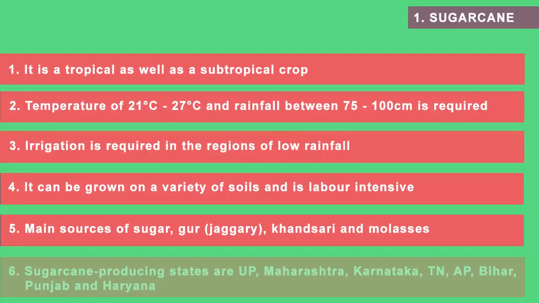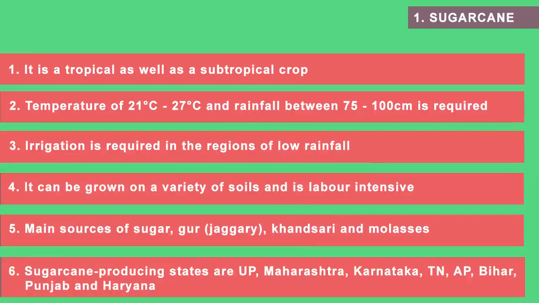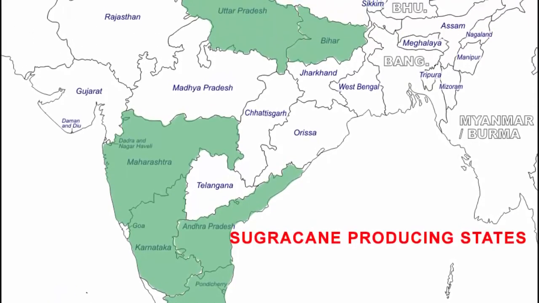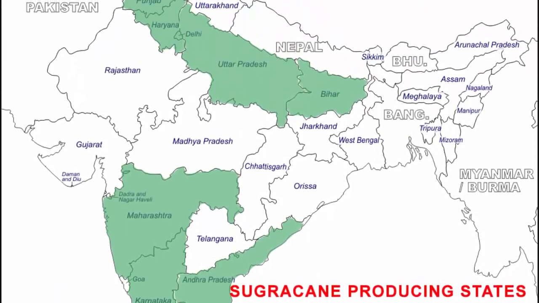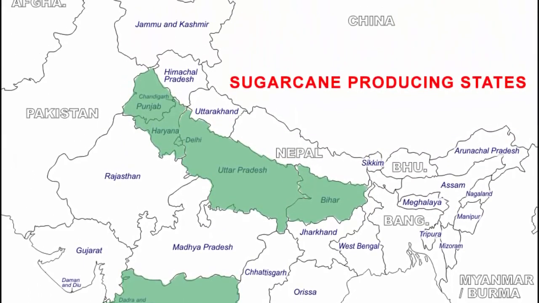So sugarcane acts as a raw material for sugar, gur that is jaggery, then khansari and molasses. And the states that produce sugarcane are Uttar Pradesh, Maharashtra, Karnataka, Tamil Nadu, Andhra Pradesh, Bihar, Punjab and Haryana. And just remember this, Uttar Pradesh is the leading producer of sugarcane.